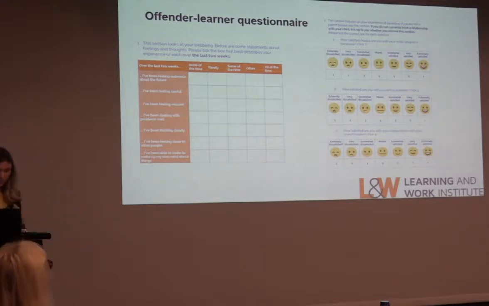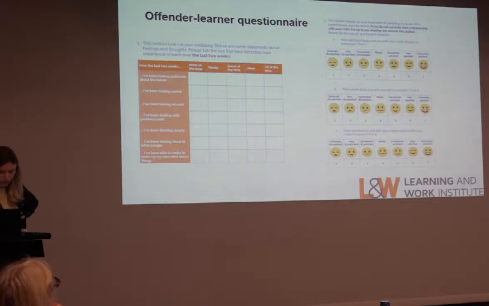What is the second bit? Oh yeah, so this comes from something called the Kansas Parental Satisfaction Scale, and it's also undergone testing in a prison context. It's only going to be relevant if the learner has a child, but it's a good broad measure of relationship and satisfaction with relationship with your child.